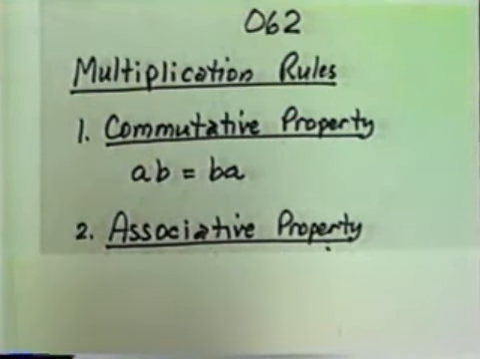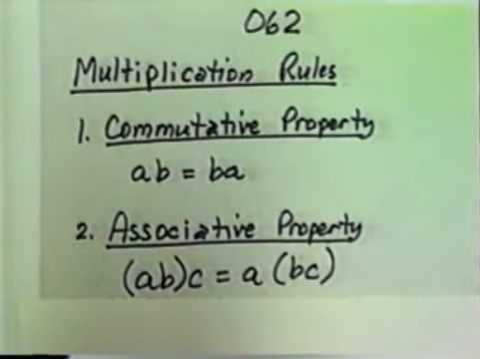Second, the associative property for multiplication. The associative property changes grouping, changes where parentheses go. And so, in parentheses, A times B multiplied by C is the same as A times, in parentheses, B times C. The commutative property changes the order. The associative property changes the grouping. Let's look at these two properties at work in an example.